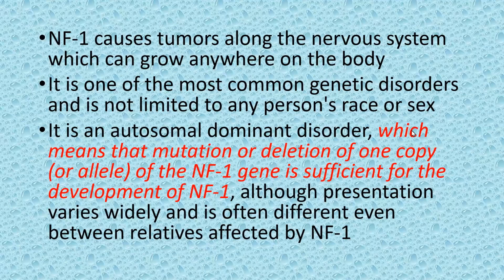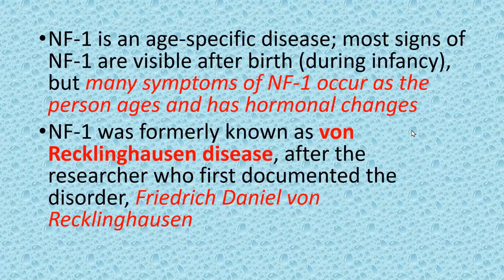Neurofibromatosis 1 is an age-specific disease. Most signs of neurofibromatosis 1 are visible after birth, during infancy, but many symptoms of neurofibromatosis 1 occur as the person ages and has hormonal changes. Neurofibromatosis 1 was formerly known as von Recklinghausen disease after the researcher who first documented the disorder, Friedrich Daniel von Recklinghausen.